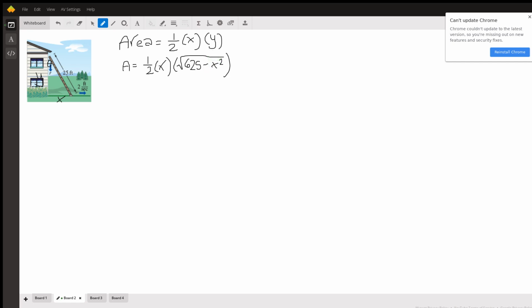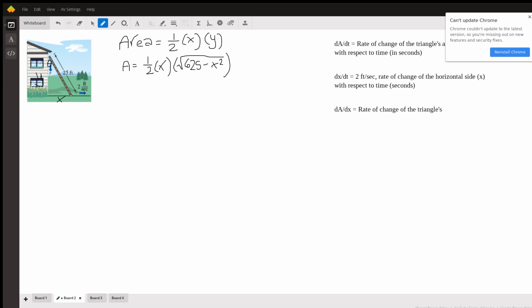So before I move on, I'm just going to write down some rate definitions, similar to how I did for the first problem. So dA over dt is the rate of change of the triangle's area with respect to time, which will be in seconds. And then dx over dt, which is 2 feet per second, and that's the rate of change of the horizontal side, x, with respect to the time in seconds. And then we have dA over dx, which is the rate of change of the triangle's area with respect to the horizontal side.